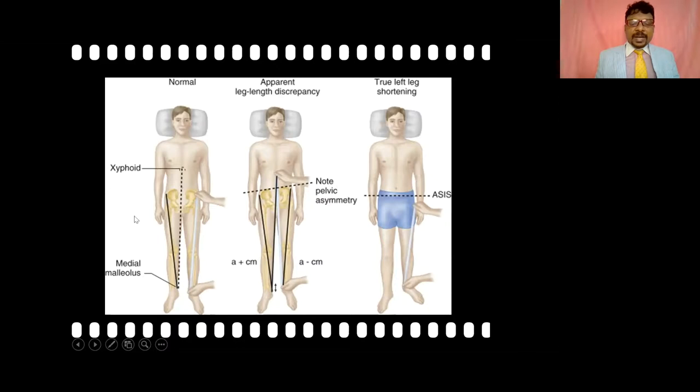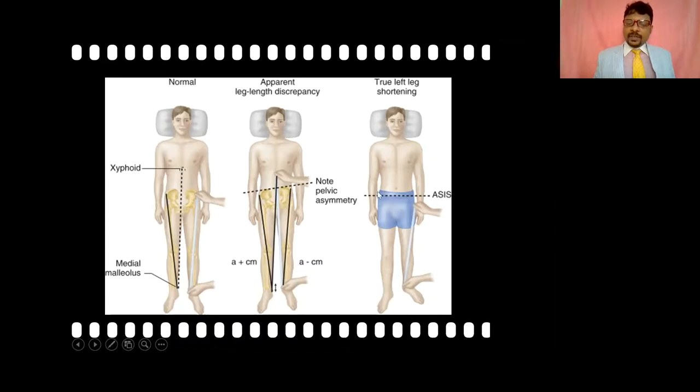But if anybody has a problem, we have to take the apparent leg length discrepancy. For apparent leg length discrepancy, first we take the measurement from the xiphoid process to the medial malleolus. Coming to the next one, the true leg length discrepancy, which concerns only the leg itself. Some legs are going to be short or long. To assess this, we take the measurement from the ASIS to the medial malleolus, and we check the right side as well as the left side.